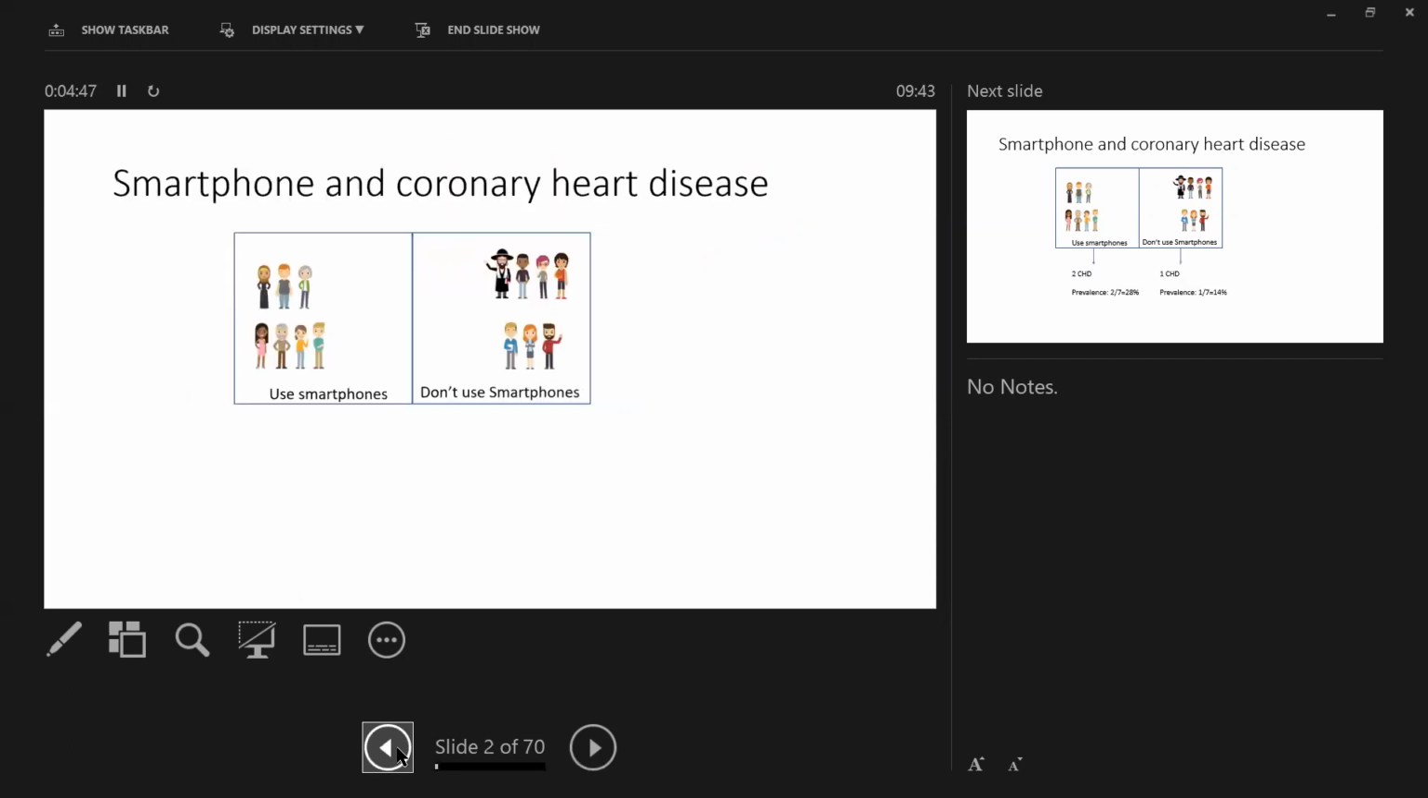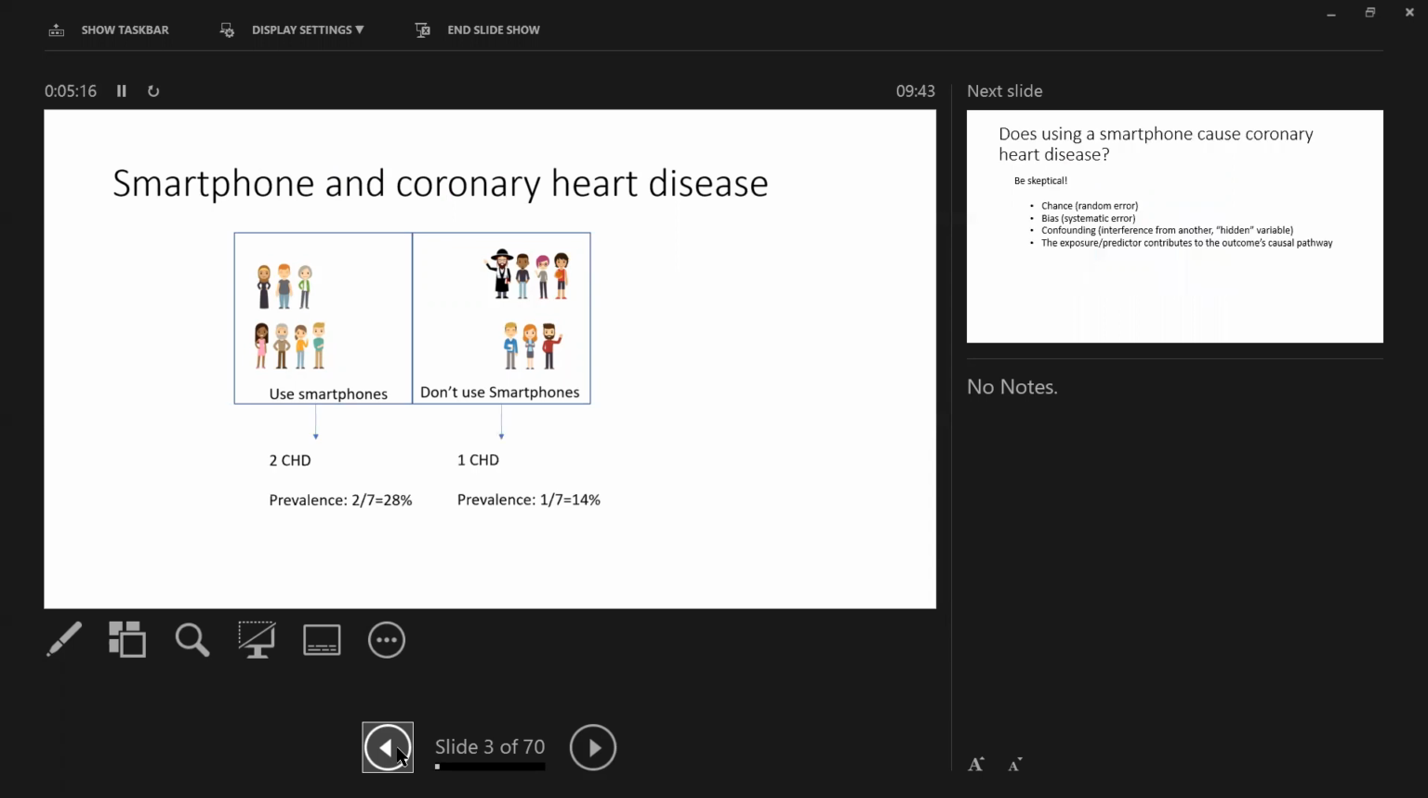Okay, so let's imagine that you want to do a study that is looking at the association between use of smartphones, you know, with all the waves, etc., and coronary heart disease. So we're doing a cohort study, and we have two groups. One group that uses smartphones, and one group that doesn't. And we look at how many outcomes we have in each group. And we find that in the group that uses smartphones, we have 2 coronary heart disease outcomes, and in the group that doesn't use a smartphone, 1.